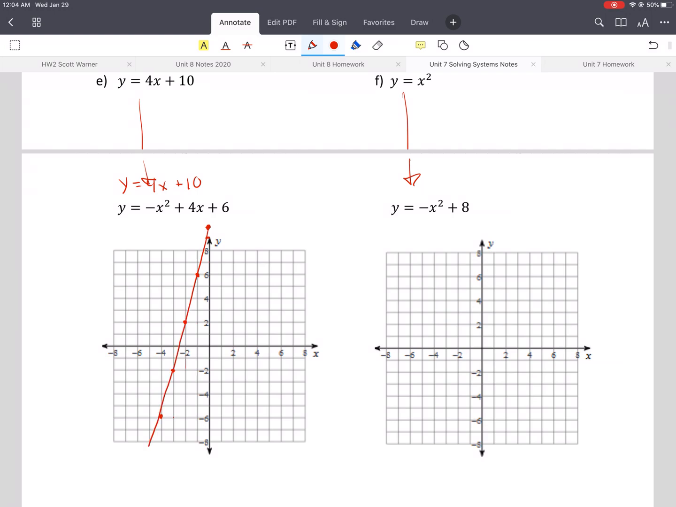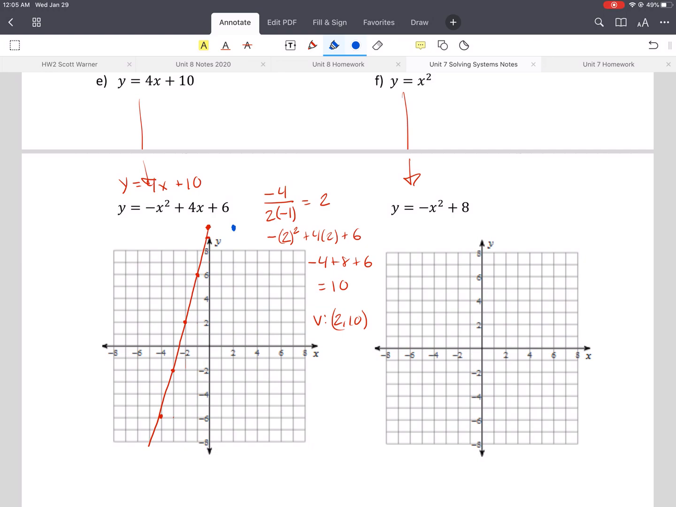And then we're going to do our quadratic. So negative b, negative 4, over 2 times a, which is -1, gives us 2. And then we will plug that into our equation, so we'll have -2 squared plus 4 times 2 plus 6. So that's -4 plus 8 plus 6, which gives us 10. So our vertex is 2 comma 10. Let me change my color. Yeah, I did not do well for this one, I'm sorry.